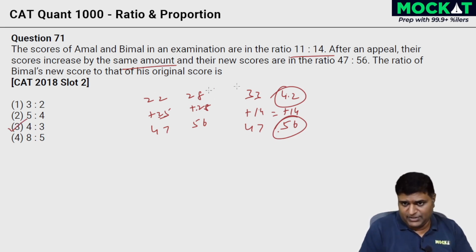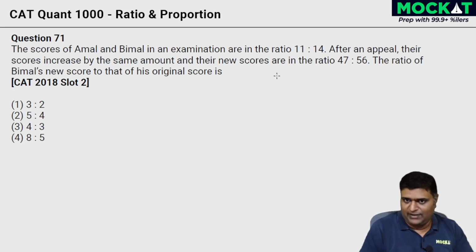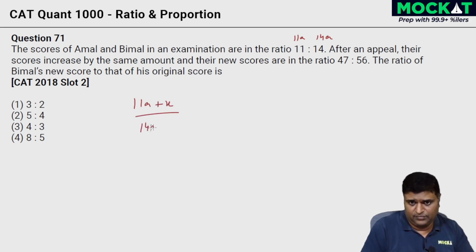Now, in case this is not very clear, just rewind and watch this part again and see if you can get a hang of this. If not, you can always go in for the tried and tested approach, right? So let the scores over here be 11A and 14A. Now, each of them are going to be increased by X. And what do we get over here?